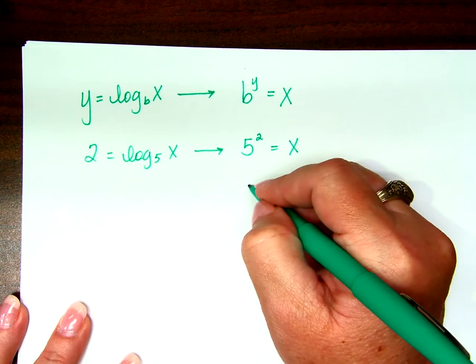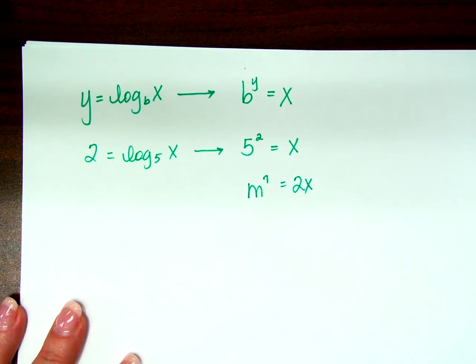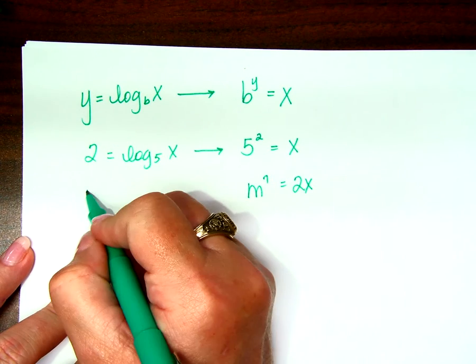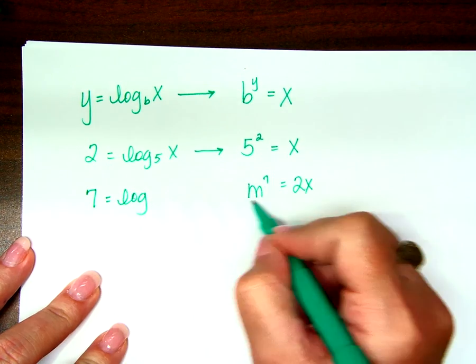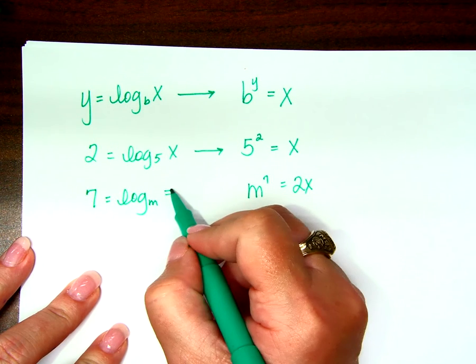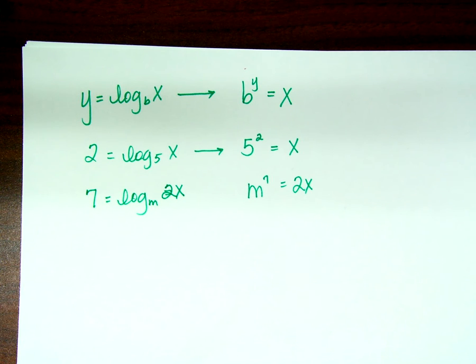Okay? What about if it's m to the 7th equals 2x? Is that something we can rewrite into logarithmic form? Hopefully. So the exponent is the answer here. The base is the base of the logarithm, and the argument is that answer over there. Okay?